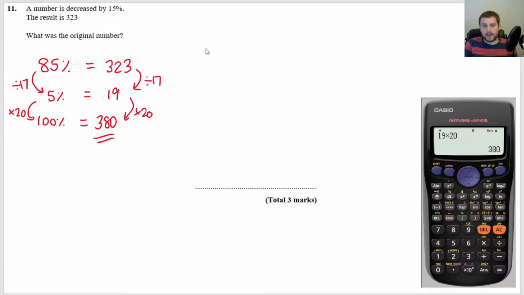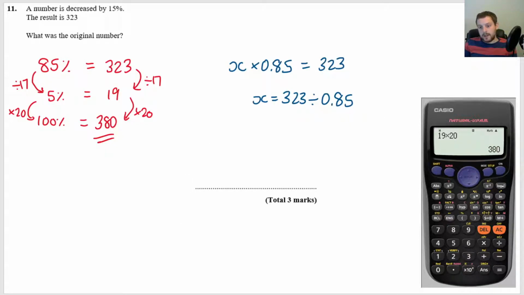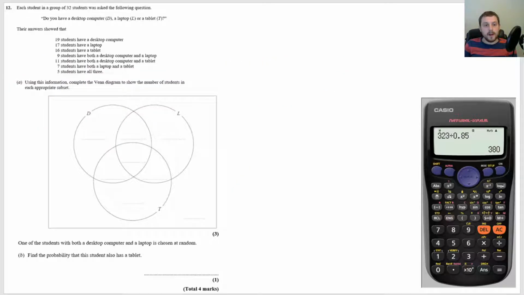We could also solve a little equation. So I'll show you a different way of doing it. So let's call the original number x. We're going to have x multiplied by 0.85 because that's a 15% decrease. That's got to be 323. So x is just going to be whatever 323 divided by 0.85 is. So if this is all supposed to work, then this is supposed to be, of course, 380. So you pick whichever one you prefer as a method.